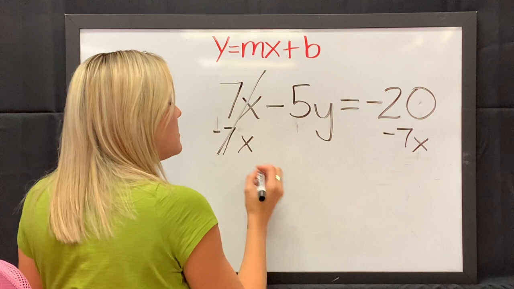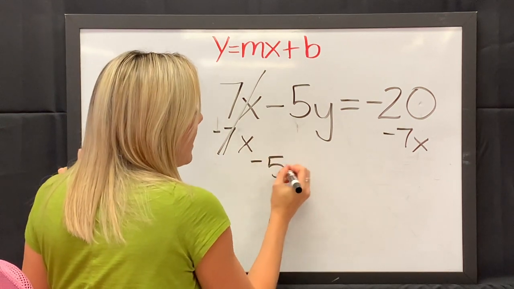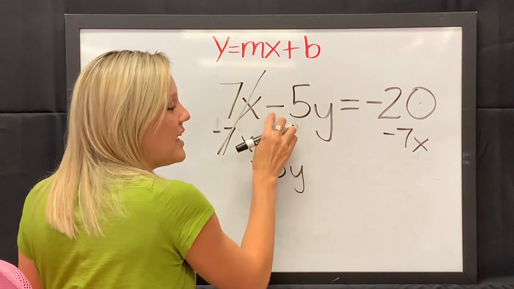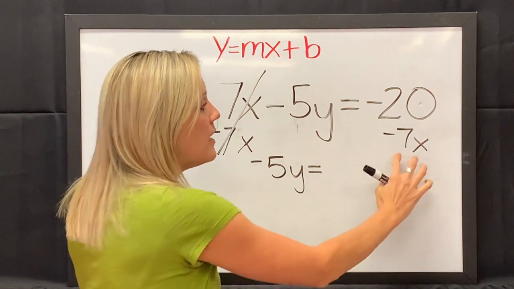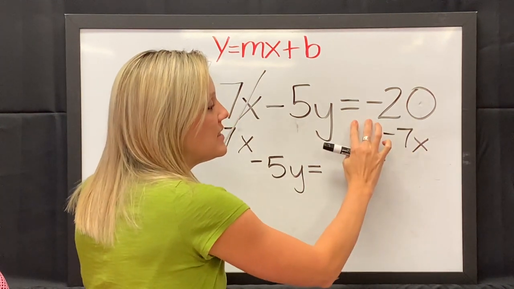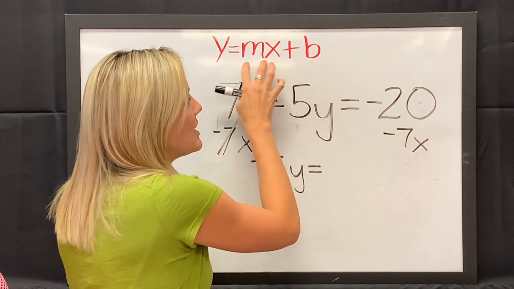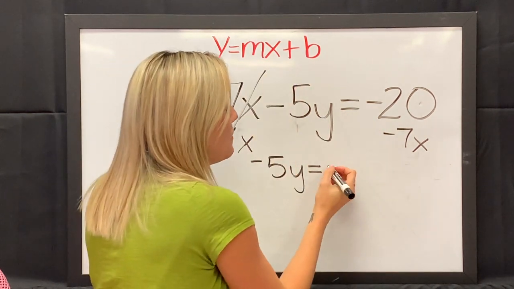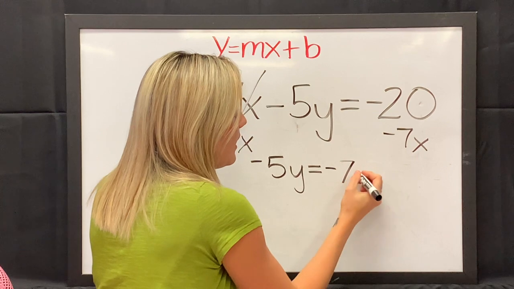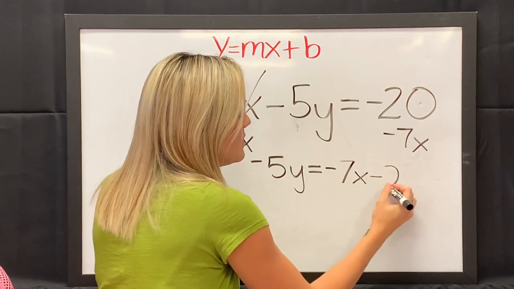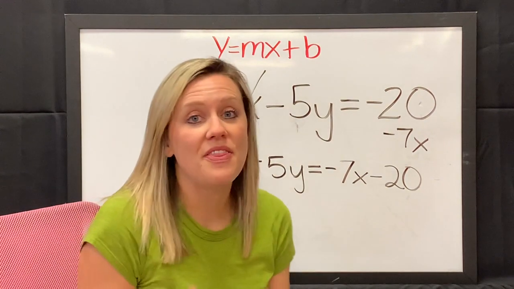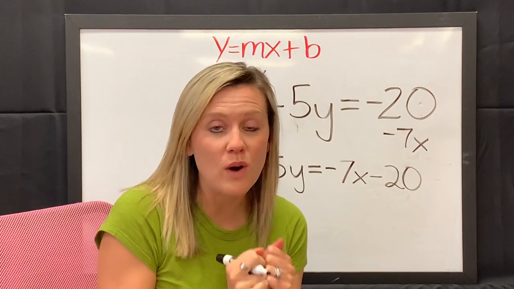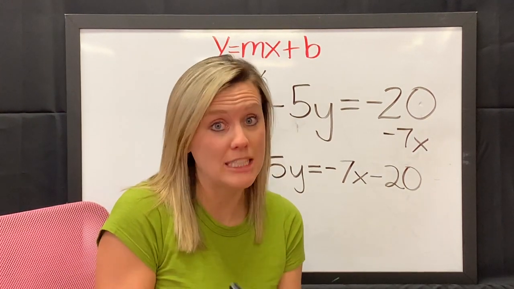These ones will cancel, and I'll be left with -5y. Don't forget that negative sign, equals. And remember, these can't combine, but I'm going to choose to write the -7x first because that's what comes first in our slope-intercept equation, okay? And then minus 20. Okay, I just need to get rid of this -5, and that is being multiplied by the y because they're right next to each other.